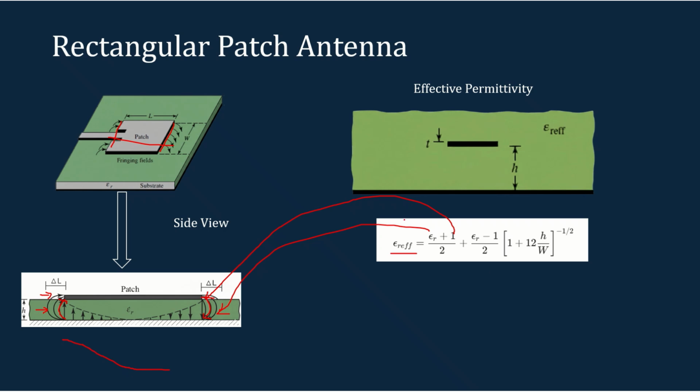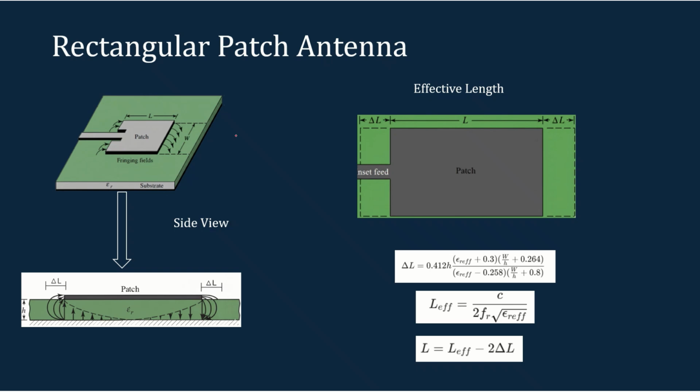While designing the antenna, we know that the length of the antenna is approximately equal to half the wavelength. So when you consider the wavelength, you have to consider this epsilon r effective, because the wave is guided inside the dielectric and inside the air. So while designing the length, you have to consider the effective permittivity.